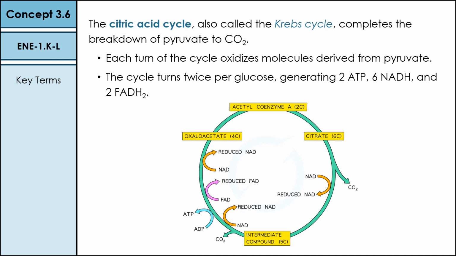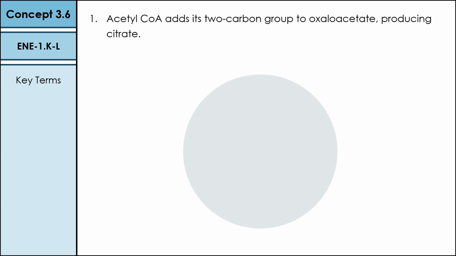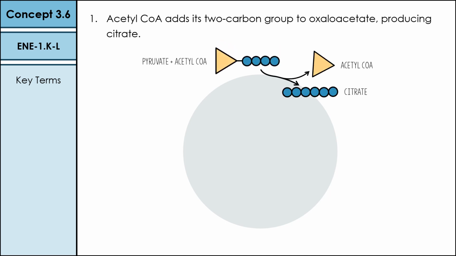So just like with glycolysis, we're going to walk through the different steps involved in the Krebs cycle. And remember, we do not have to memorize our steps. We just need to know what goes in and what goes out. So we will start with step 1. The acetyl CoA that we've produced from pyruvate oxidation adds its 2-carbon group to a molecule called oxaloacetate, and this produces a molecule known as citrate.